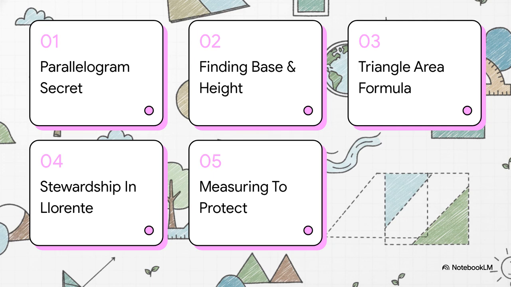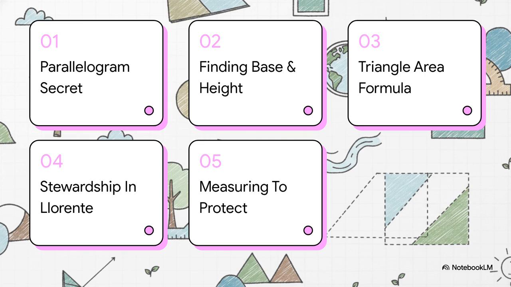All right, let's dive right into our steward's mission log for today. First up, the parallelogram secret. Then, finding base and height. Number 3 is the triangle area formula. Fourth, stewardship in Lorente. And finally, measuring to protect.